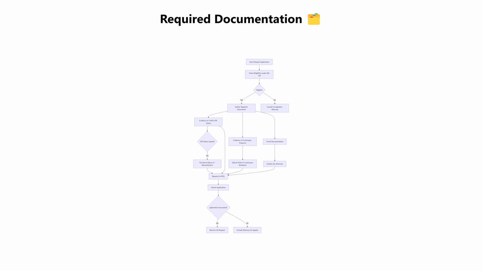This flowchart visually outlines the documents you will need for your U.S. passport application under derived citizenship. Start with evidence of LPR status. Ensure you have evidence of your continuous presence in the U.S. and include any travel documents explaining absences during the relevant period.